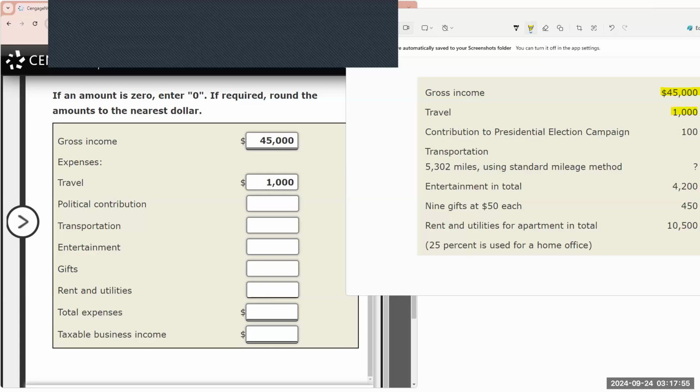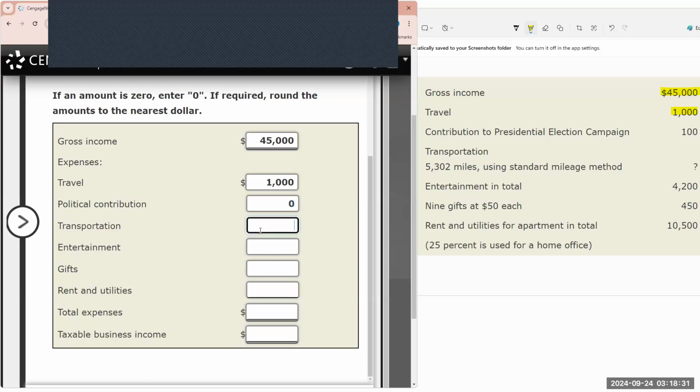Here it says a contribution to presidential election campaign. Anytime there are certain political contributions, those are not considered deductible. So that is something very important to keep in mind. That is not considered deductible. So we don't need to account for that.